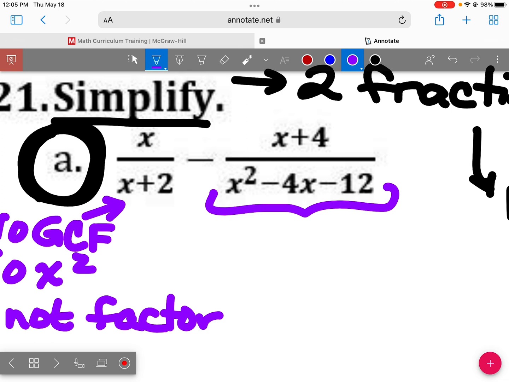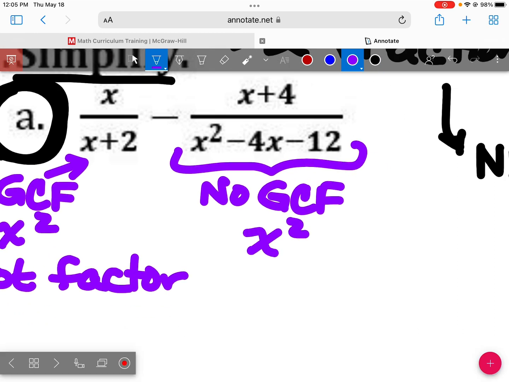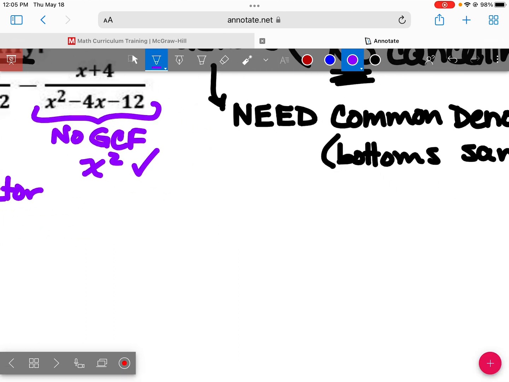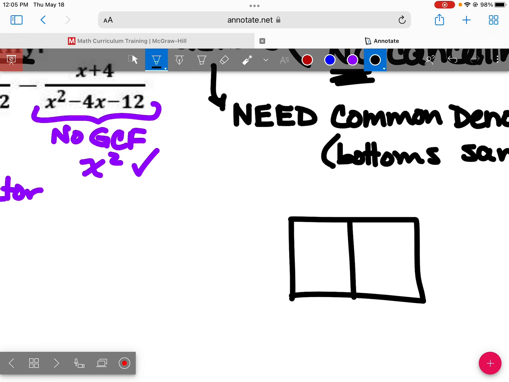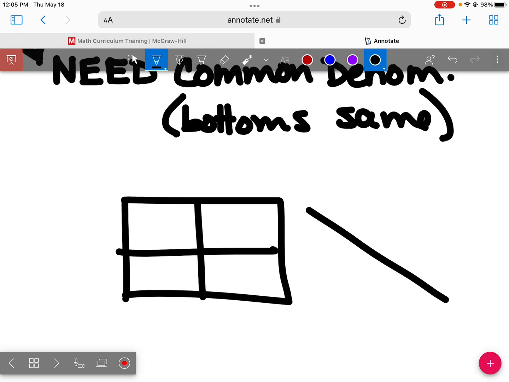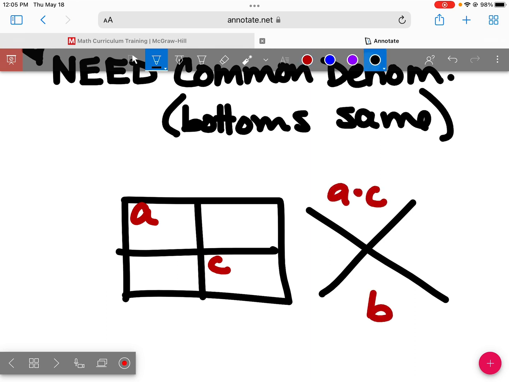The other one, we are going to try to factor. Does this one have a GCF? No GCF, but it does have an x squared. So I'm going to do my area model and my x. If you guys don't know how to factor by the end of Algebra 2, I have not done my job. What we're doing right here, you have to be able to factor.